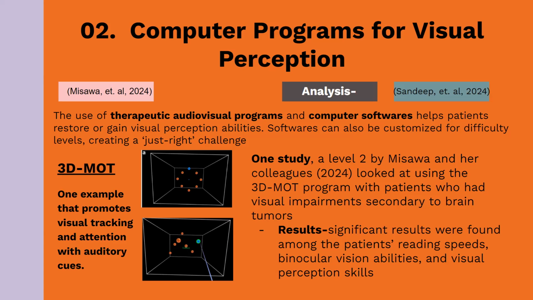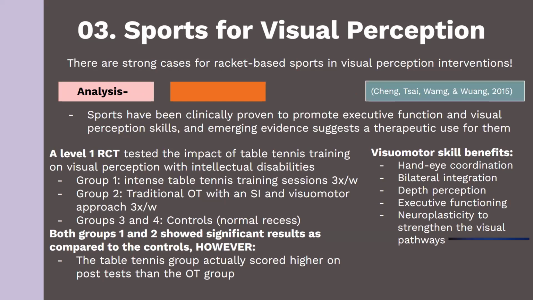There was one study conducted, a level two, in 2024 that used the 3D MOT with patients who had a brain tumor and then had visual impairment secondary to brain tumors. So with these specific subjects, they had hemianopsia. And the results were that significant results were found with their reading speeds, their binocular vision ability, so their ability to use both eyes, and their visual perception skills. So programs such as the 3D MOT have some good statistical evidence with improving this.